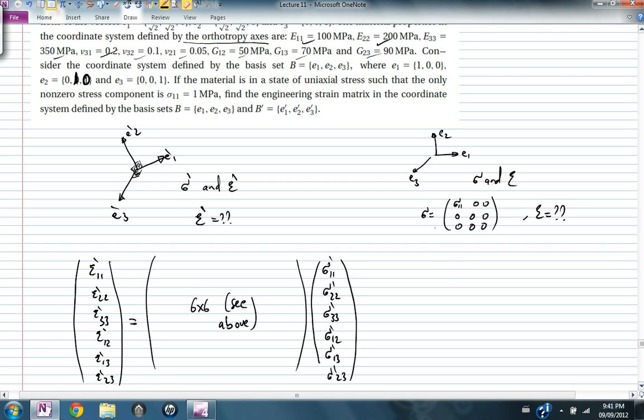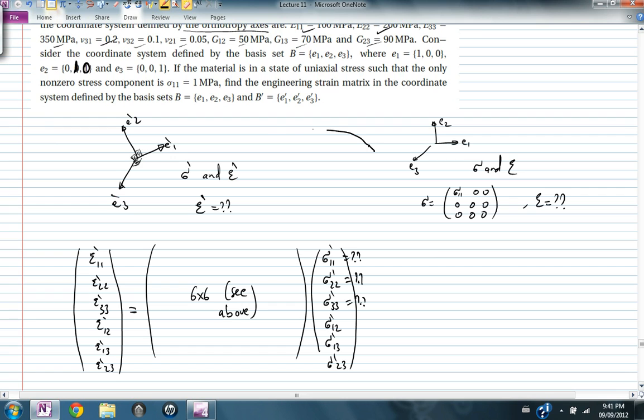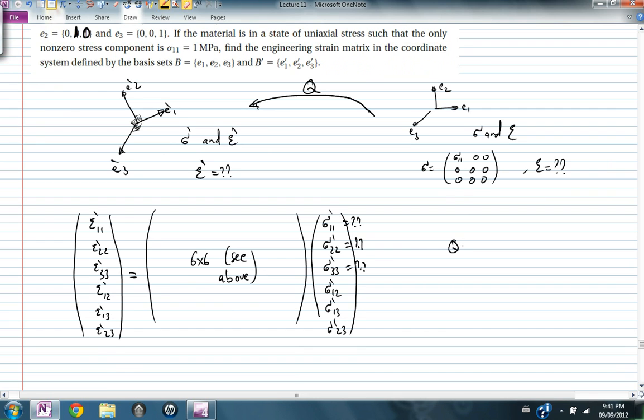But we have these components, sigma, which is equal to sigma 11, 0, 0, 0. So the first thing we have to do is find those sigma prime components. Now the sigma prime components, if I have a transformation matrix from this coordinate system to this coordinate system, where Q is equal to E-1, E-2, E-3, with entries 1 over root 2, 1 over root 2, 0, negative 1 over root 2, 1 over root 2, 0, 0, 0, 0.